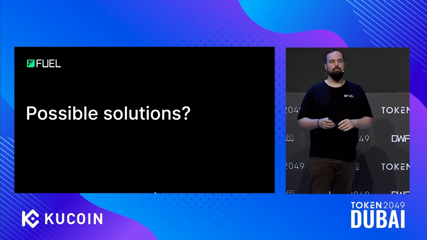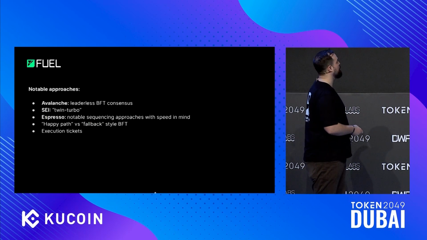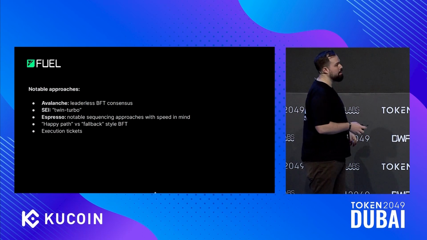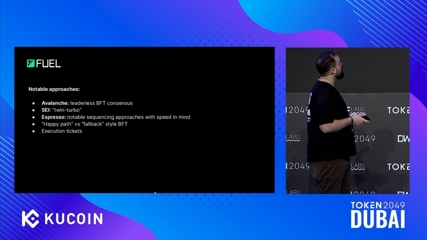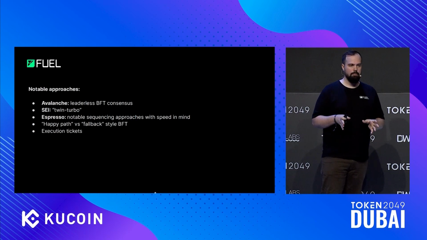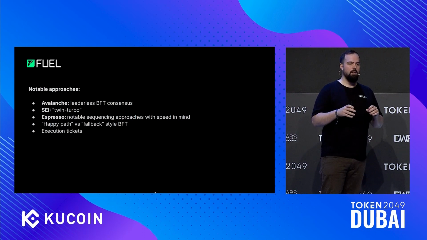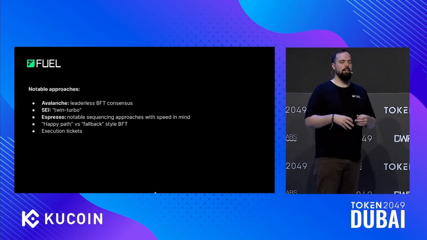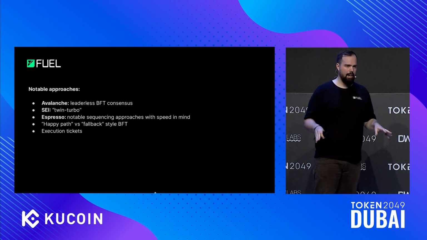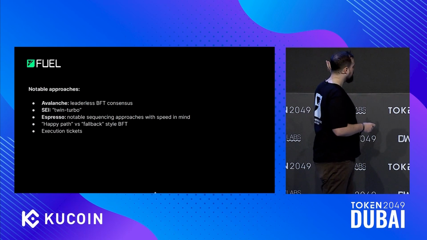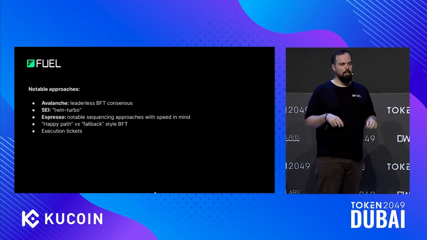So there are some possible solutions for improving the regionality and the actual speed of blockchains. There have been some interesting designs in the past that are somewhat notable. Avalanche's leaderless BFT consensus is an interesting choice, because if you have a more leaderless system, maybe you can get leaders closer to where the users are, and then maybe you can build blocks faster. There are a lot of caveats, though, to how that actually works. As well, Sei had some stuff with Twin Turbo consensus, which is quite frankly all marketing jargon.